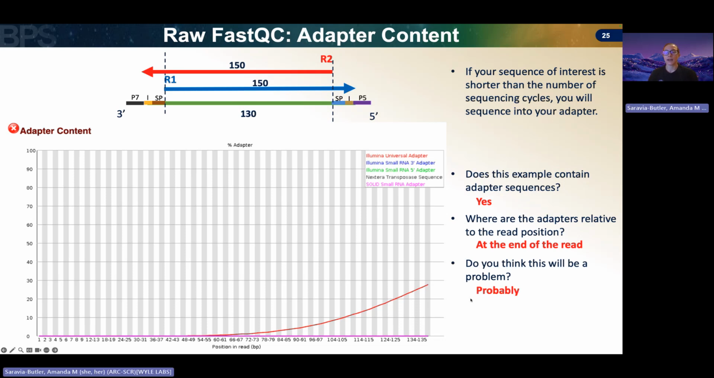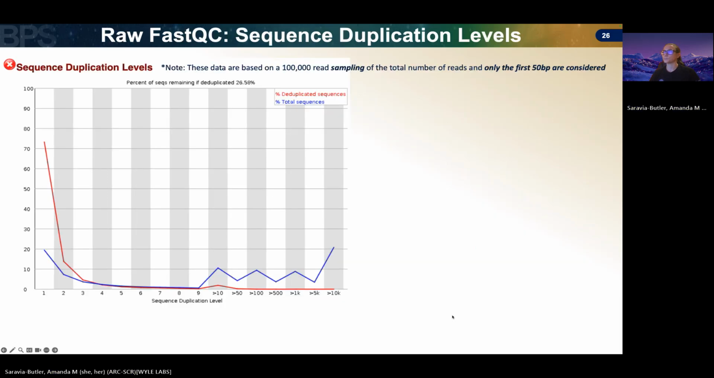Probably, right? Because we added on these adapters artificially, and ultimately we're going to be mapping these reads back to our reference genome. So if the reads didn't come from biology, they're not going to be able to map to our reference genome. So we're probably going to want to remove these before we do any alignment.